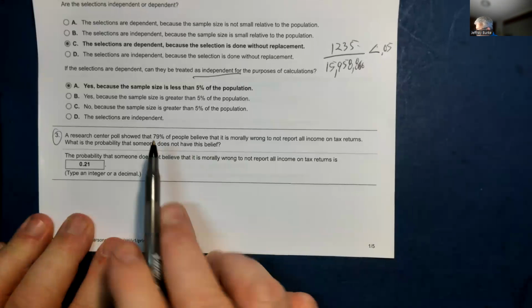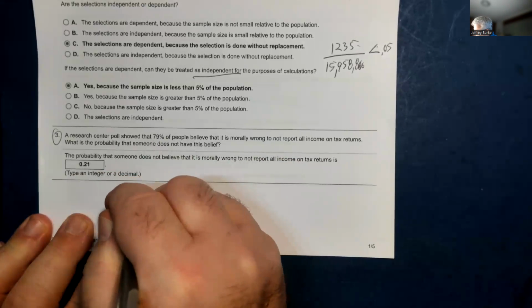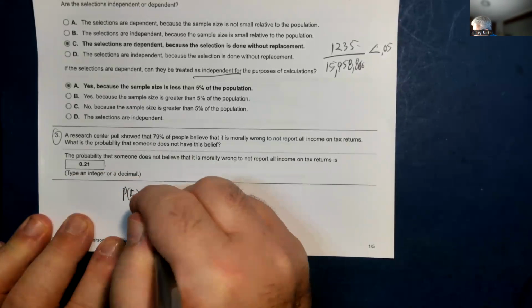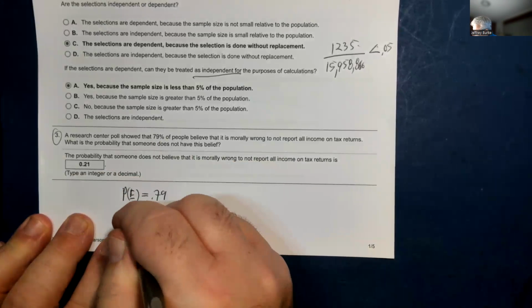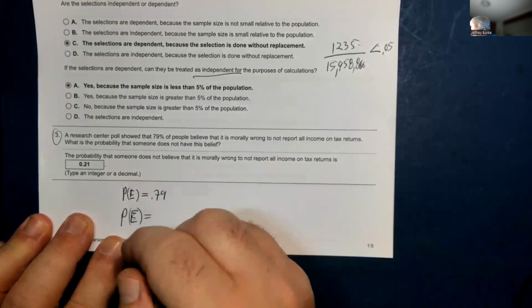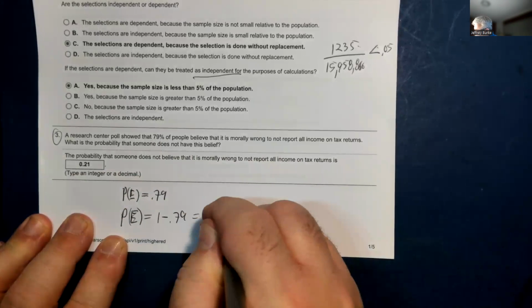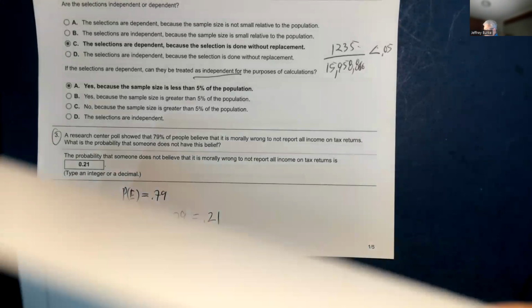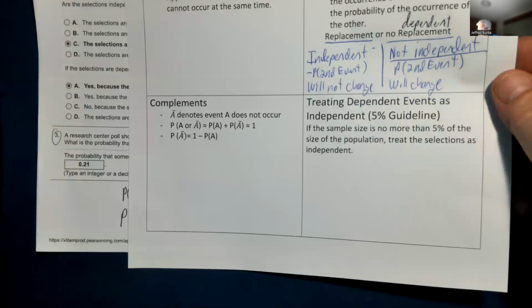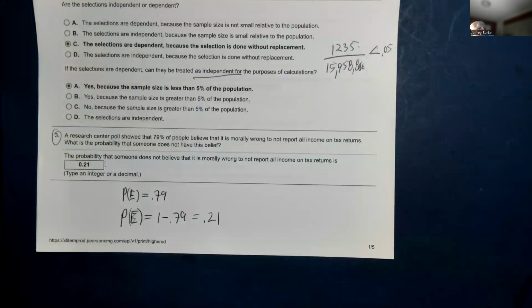So let's say we'll say the probability that it is ethically wrong is 0.79, then we want the probability that it is not ethically wrong. That's going to equal 1 minus 0.79. That'll be 0.21. And that's the answer we have there. So what they're going after is this whole idea of the application of the complementary probability. I have that at the bottom of the notes on page 2.